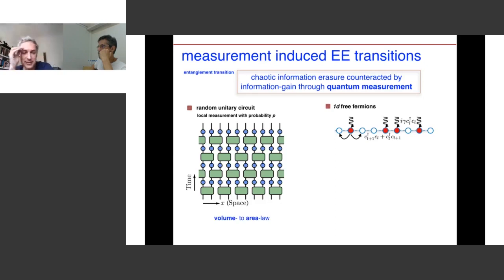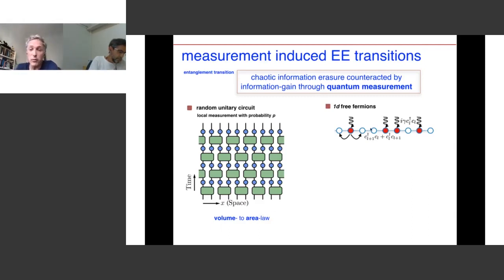And then the system can be nicely, for example, simulated. You see that as the probability for the local measurements is increased, one makes a transition from a volume law of the entanglement entropy, which would correspond to the ergodic regime, to an area law, which would correspond now to the non-ergodic regime induced by the measurements.